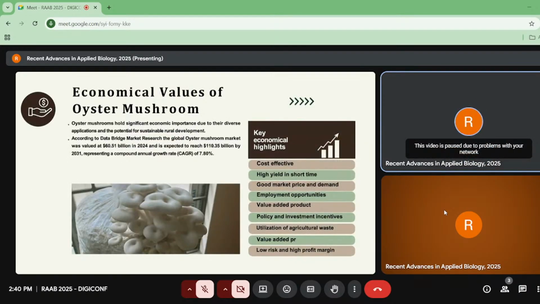Then the economic value of oyster mushrooms is so wide that, according to database market research, the global oyster mushroom market was valued at approximately 60 billion US dollars in 2024 and is expected to reach approximately 110 billion by 2031 with a CAGR of 7.8%.